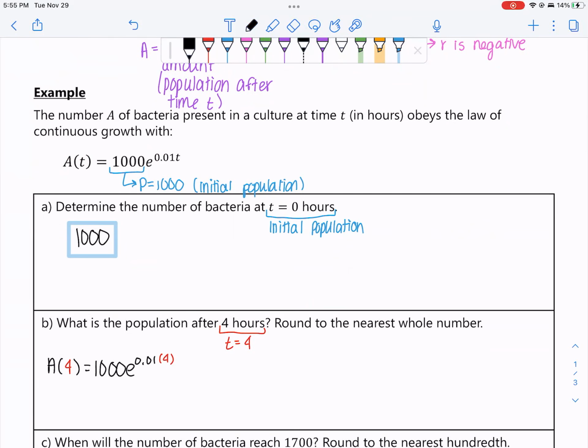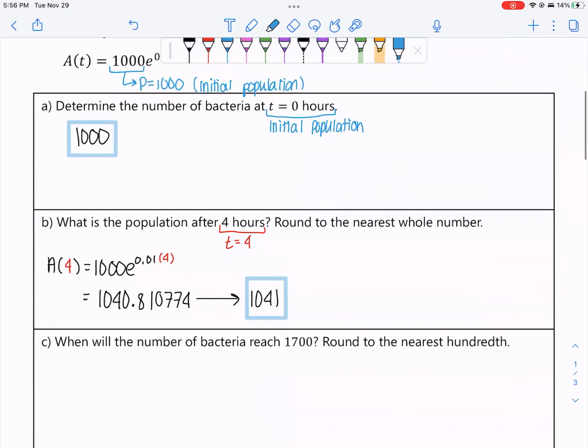And if you plug that into your calculator, you should get the number 1040.810774, which is not rounded to the nearest whole number. We don't take a half bacteria ever. We don't count populations that way. So if we round this, this is 1,041 bacteria after 4 hours. So there's 41 more bacteria after 4 hours.